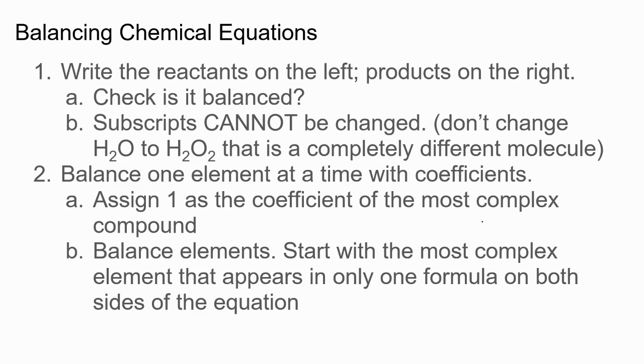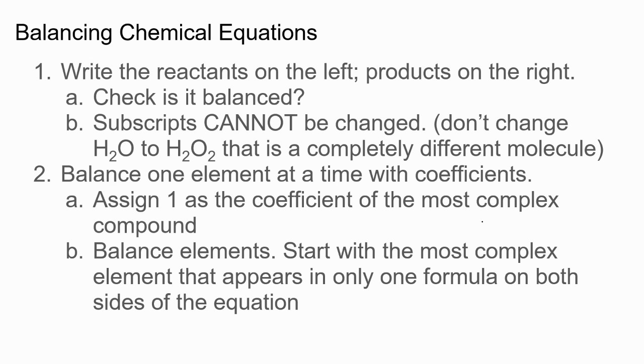We're going to write the reactants on the left, the products go on the right. We're going to check is it balanced. So we'll list out what elements are on the reactant side, which elements are on the product side. They should be the same. And then we need to count them up. Okay, and then we cannot change the subscript. So if I need another oxygen, I can't just add a subscript. I have to add a coefficient. I can't put a 2 at the end. I need to put a 2 in the front. I need 2 molecules. Okay, we can't change the molecule.